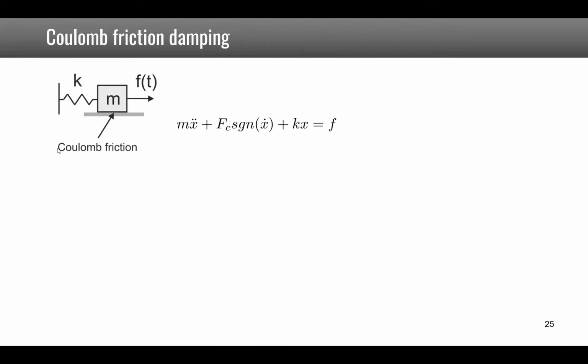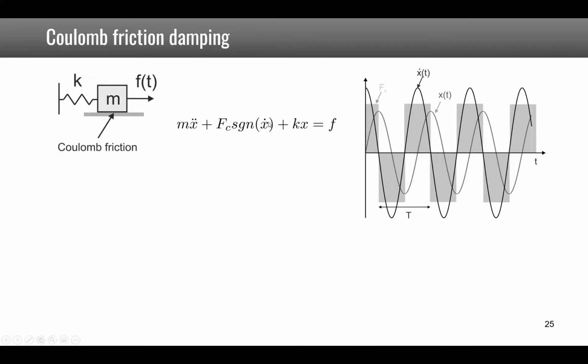The second example is Coulomb friction damping, a slightly more complicated example, where the damping force is given here by this expression, where this is the Coulomb force multiplied by the sign of the velocity. So if we look at the signals, we have the displacement here, harmonic displacement of the mass, we have the velocity here, and every time the velocity changes sign, the Coulomb force will change sign as well, where the amplitude, however, will always remain the same.